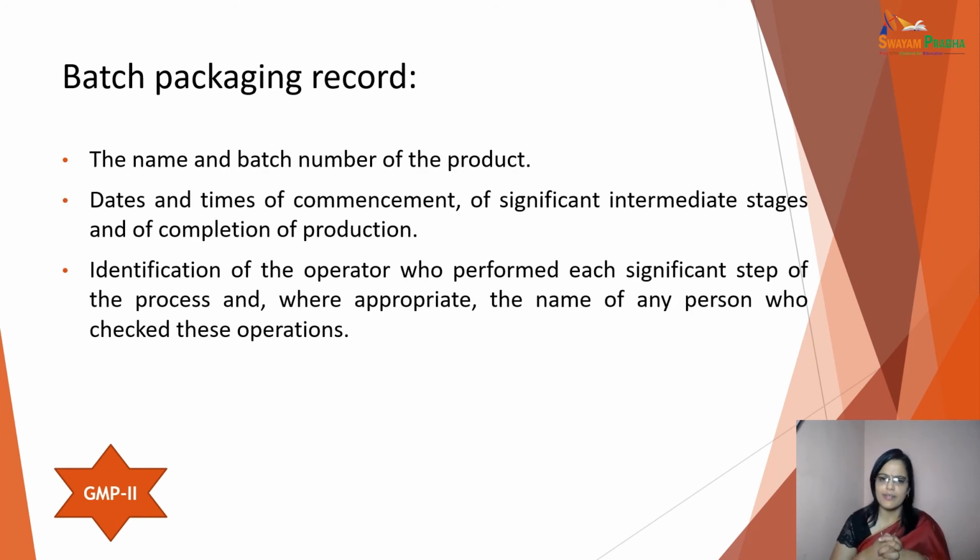Batch processing record should be kept for each batch processed. It should be based on the relevant part of the currently approved manufacturing formula. Name, batch number, date, time of commencement, significant intermediate stages and the completion of the product, identification of the operator who performed each significant step of the process, and wherever appropriate the name of any person who checked these operations is also mentioned in the batch processing record.